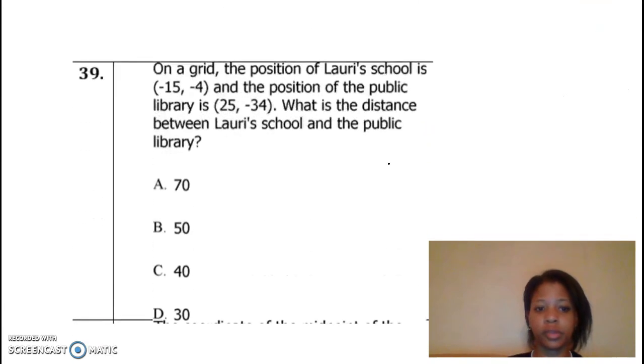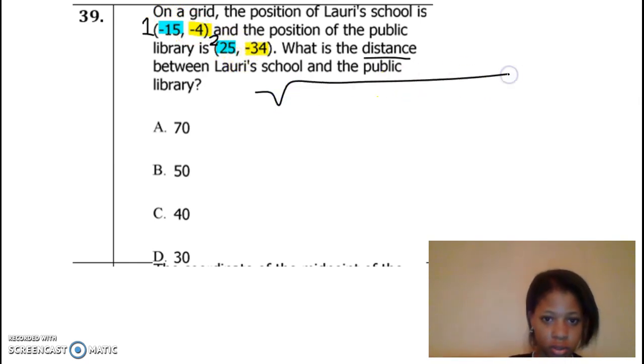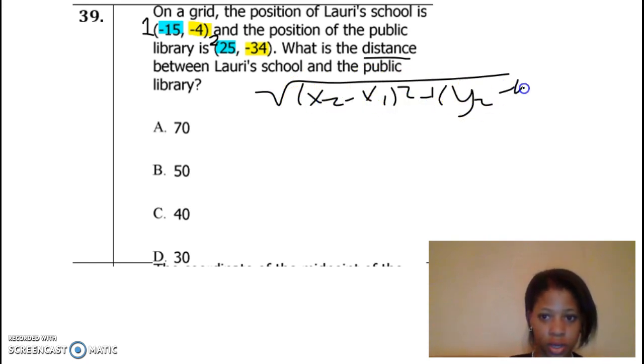Okay. This one is asking for what is the distance, and again I have my 2 points. I'm going to label this one as 1 and this one as 2. This one might be a little more complicated, but first I'm going to start by just highlighting my x's and then highlighting my y's. Okay. I'll rewrite my distance formula, which is the square root of x2 minus x1 squared plus y2 minus y1 squared.